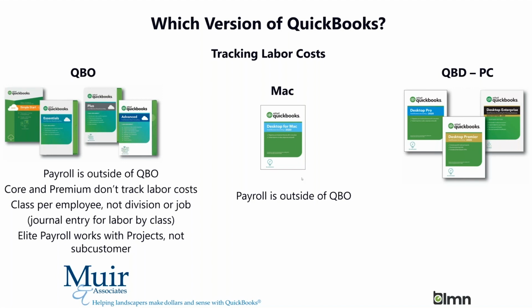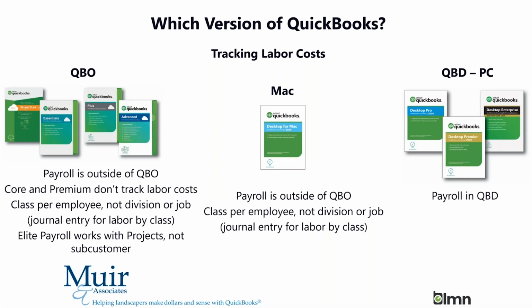I apologize. But because it's outside of QuickBooks, they do the same thing as the class per employee, and you can't change it by division or job without doing a journal entry. So it's there, and it's definitely better than nothing. But we can do workarounds, and that's exactly what they are, and they can be time consuming sometimes.